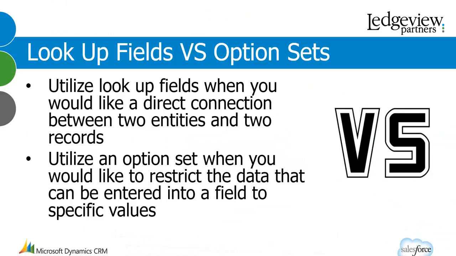Lookup fields versus option sets. There really is no correct answer. They're both great fields to use. It's more the difference of when you want to use them. You want to utilize lookup fields when you'd like a direct connection between 2 entities and 2 records. An option set should be used when you want to restrict the data that goes into a specific field. So you want it to be a specific value or a specific set of values.